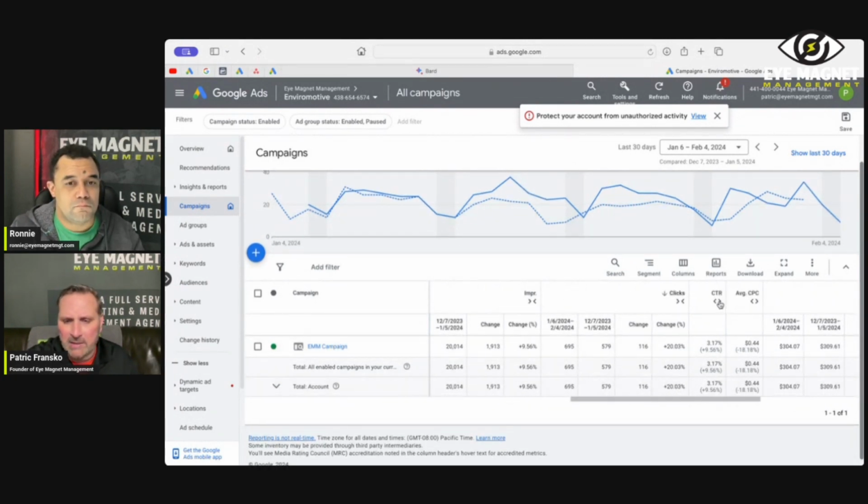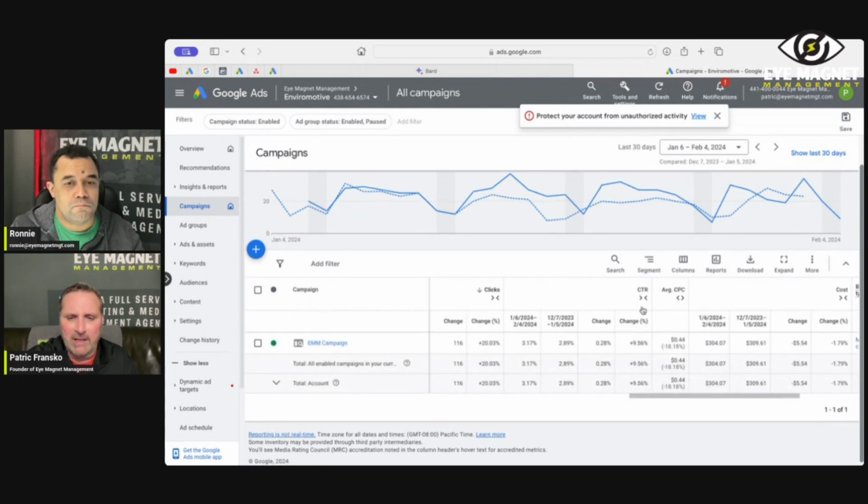The other thing is the CTR stands for click-through rate. That means of people that saw your ad, how many out of 100 clicked on your ad? Like, was your text compelling? Was your ad written in such a way that people would want to click? The higher the click-through rate, the better. It means the more people that saw your ad, as a percentage, clicked on your ad. This particular campaign went from 2.89 to 3.17. So again, it's moving in the positive direction. More people are clicking through.